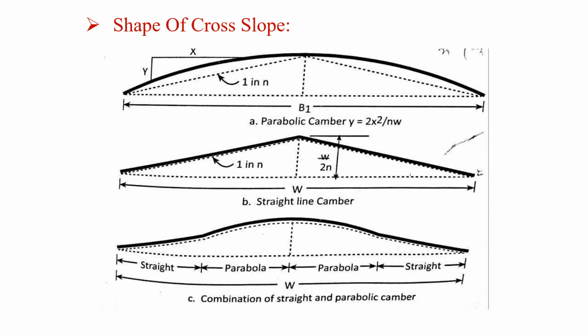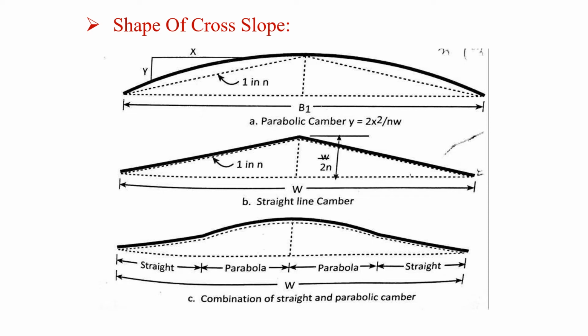And the second one is straight line camber. It consists of two straight lines joining at the center, and the straight line shape of camber may be preferred when a very flat cross slope is provided, as in the case of cement concrete pavement.